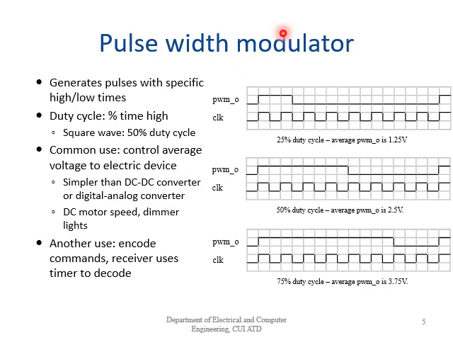Another use of the pulse width modulator is to encode commands. For example, we have a remote control car and we are sending a pulse width modulator signal which contains commands like the car needs to turn left, the car needs to turn right, or it needs to increase the speed. So the receiver uses a timer to decode. So we send encoded commands and the receiver uses a timer to decode. So this is the function of the pulse width modulator, either to increase or decrease the voltage, that is the average voltage. So now let's have a look at the example in the next slide.